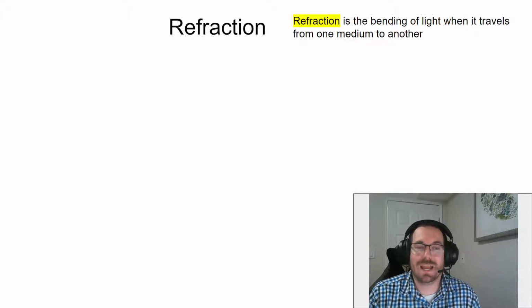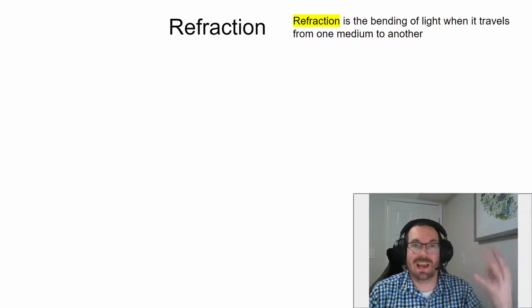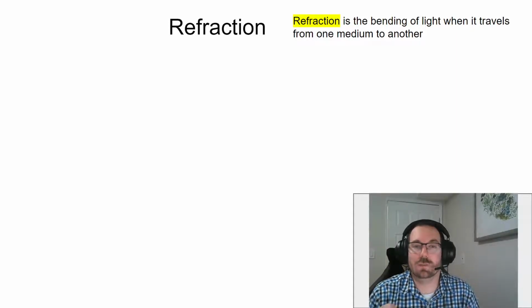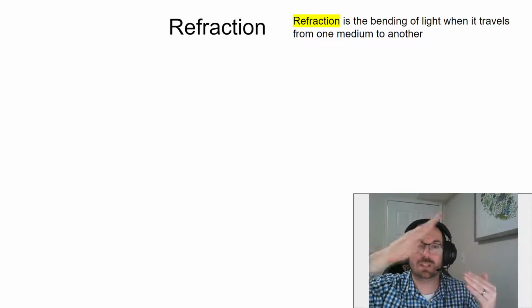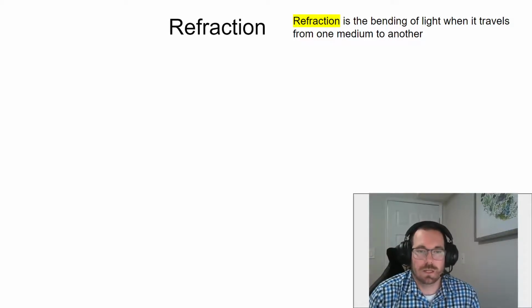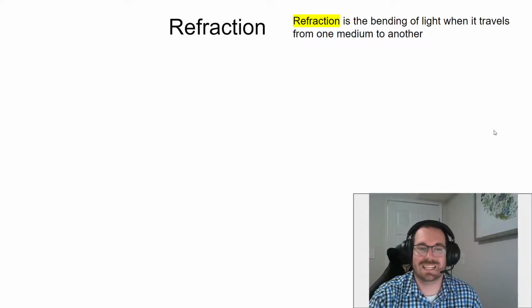Refraction is the bending of light when it travels from one medium to another. A medium is something like air compared to water, or even cold air compared to warm air. As it travels through, light is going to travel at different speeds. And so it's either going to speed up and change direction a little bit or slow down and change direction a little bit. Light bends because it changes speed when it moves between materials that have different densities.